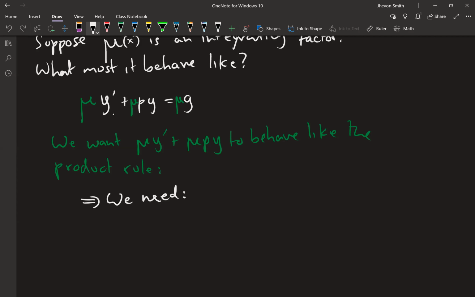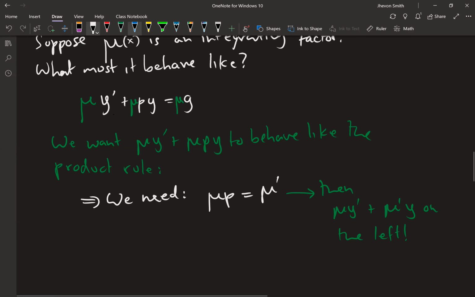Notice that mu times p must be equal to mu prime, right? Because then what would happen is you would have mu times y prime plus mu prime times y on the left. So if I can find a function such that mu times p is equal to mu prime, then that will actually work out. I will be in the situation that I was in the first two examples. So now we have to worry about this.